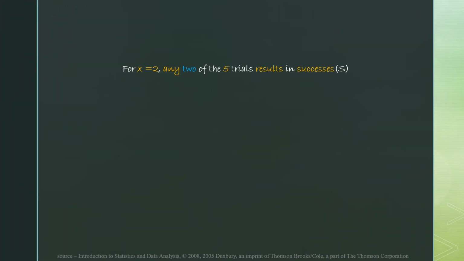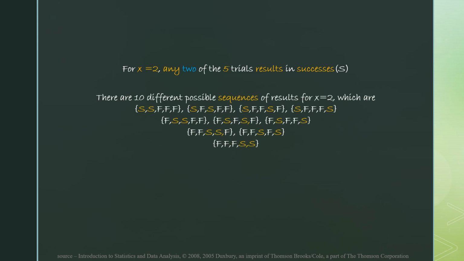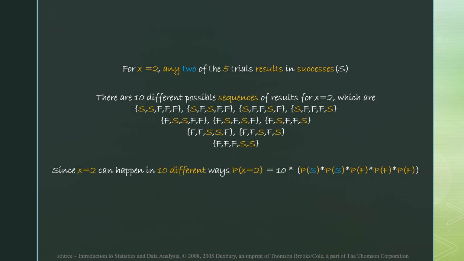For x equals 2, any 2 of the 5 trials result in successes S. There are 10 different possible sequences of results for x equals 2, which are as shown below. Since x equals 2 can happen in 10 different ways, probability of x equals 2 equals 10 multiplied by probability of S multiplied by probability of S multiplied by probability of failure raised to the power 3. Probability of x equals 2 thus equals 10 multiplied by probability of S raised to the power 2 multiplied by probability of F raised to the power 3.